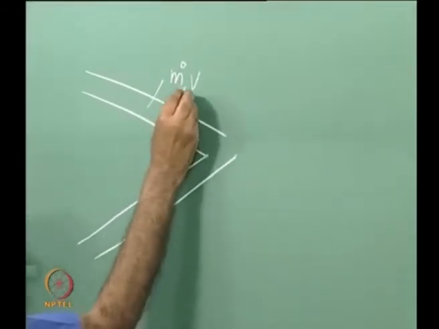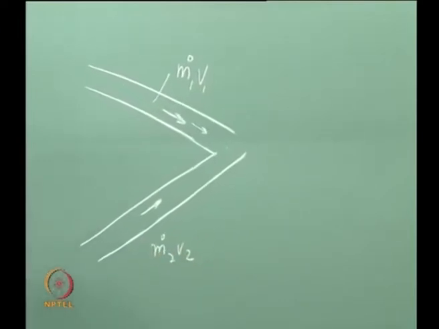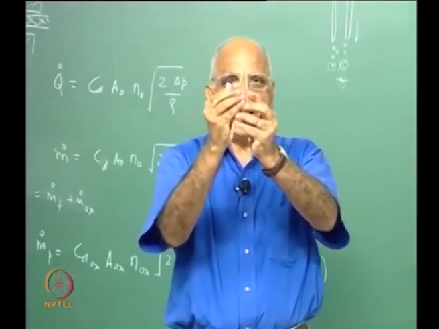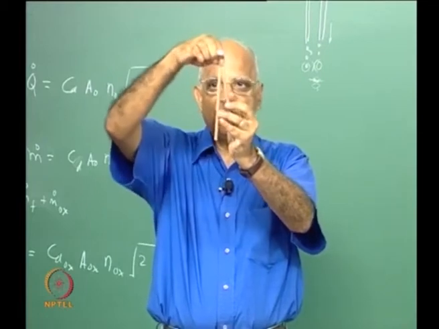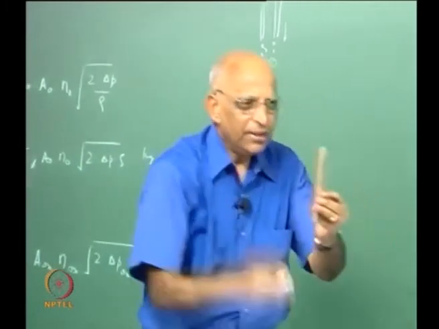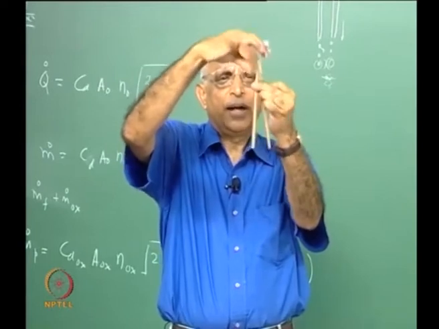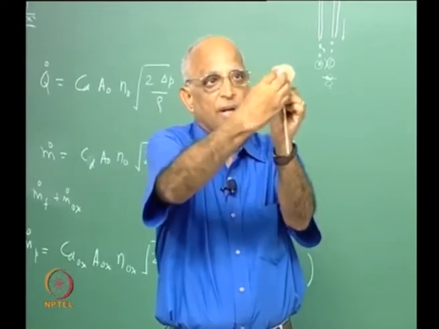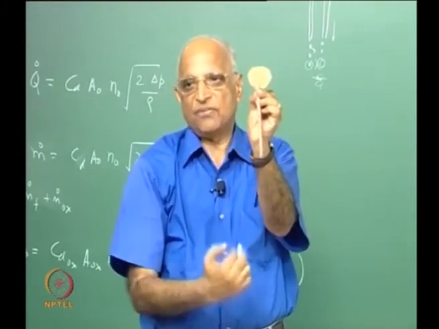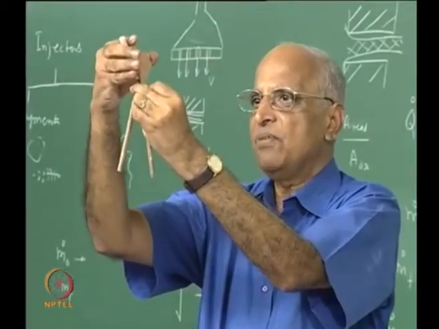This has something like, let us say, m dot 1 v 1, and I have m dot 2 into v 2, which is impinging. At the point where these two jets impinge, let us say over here, I have a pressure which is built up at this contact point. The two jets are interacting, and therefore, when the two jets impinge, I have high pressure, and therefore the liquid jets spread out. I get something like a sheet which is known as a fan. Therefore, the two jets are impinging, and I get a fan like this.